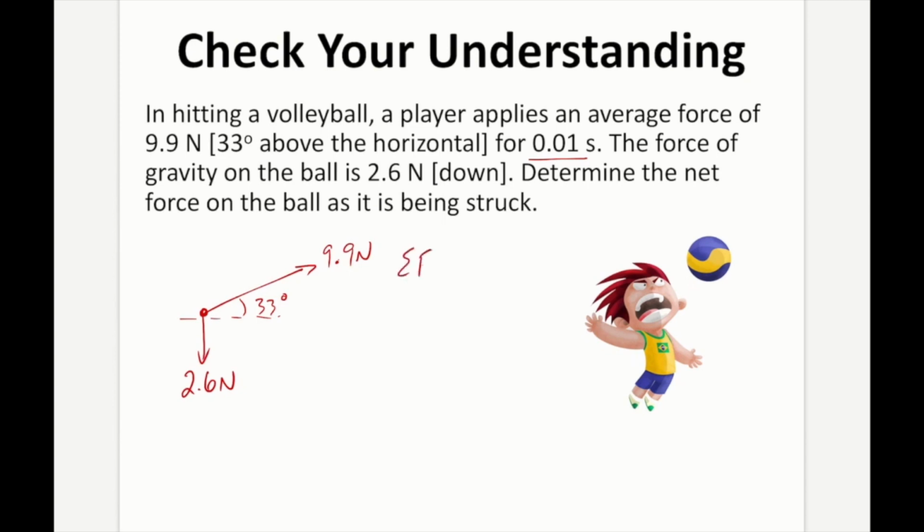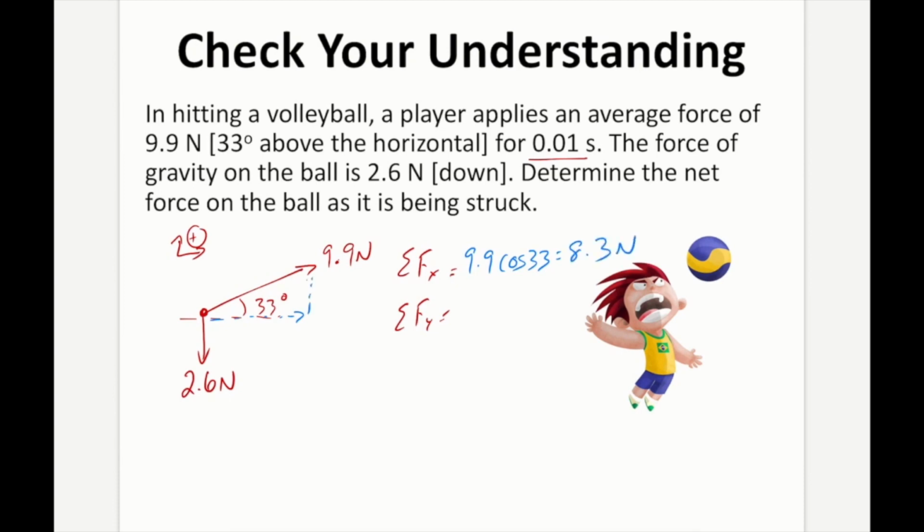We need to find the sum of the x's, and we need to find the sum of the y's. We are going to say that right and up are positive, and for the x, we're going to look at, first of all, this component here, and then there's no component for the 2.6. So the sum of the F of x is going to equal 9.9 cos 33, which equals 8.3 newtons. So now we're going to find the F of the y's.